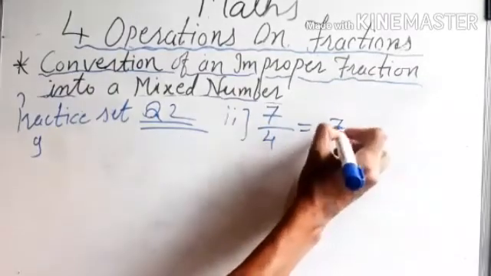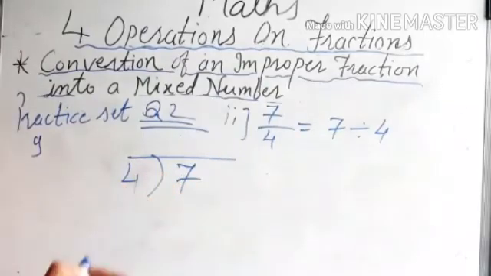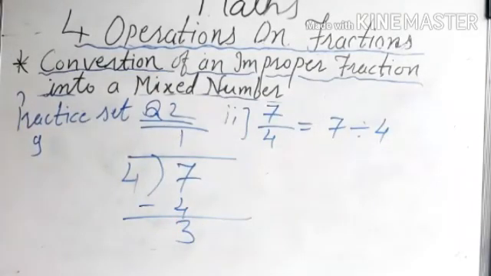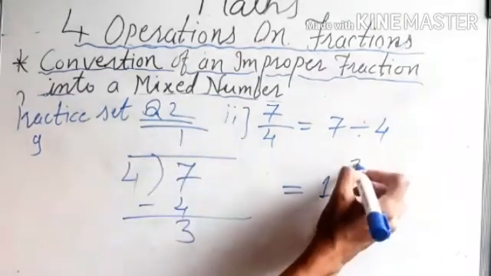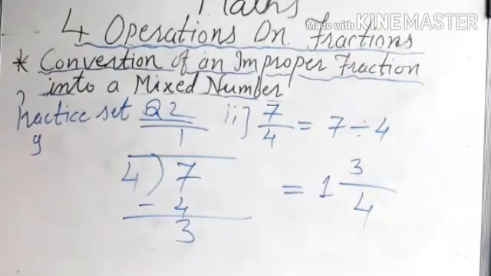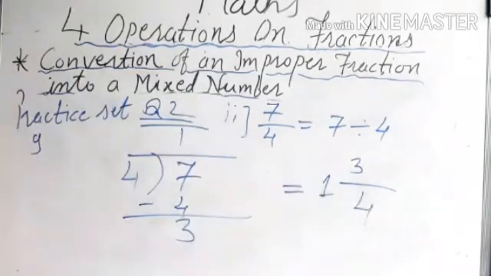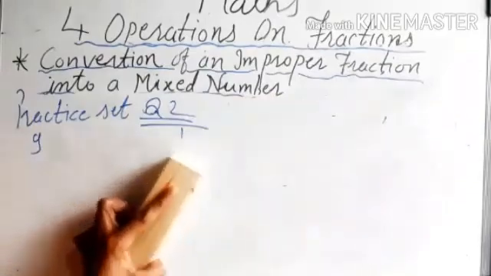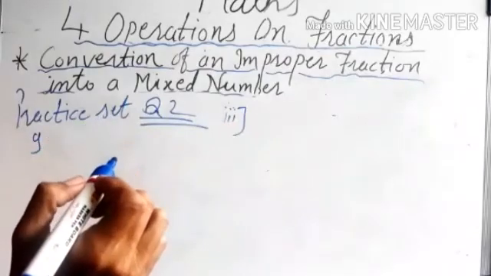Next example is 7 upon 4. That means 7 divided by 4. Again divide it. 4 ones are 4. The remainder is 3. Okay, so how to write this as a mixed fraction? First the quotient, then remainder upon divisor. That means 1 and 3 upon 4. For 7 upon 4 we got the answer 1 and 3 upon 4 as the mixed number. Then the third example is 15 upon 12.